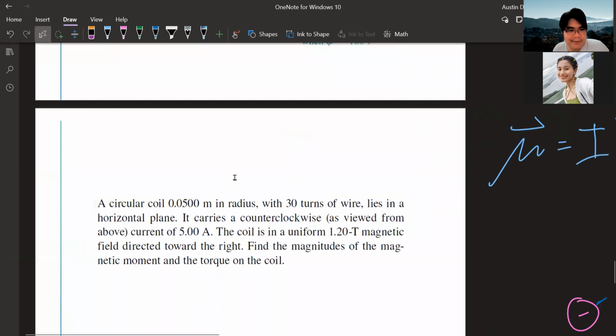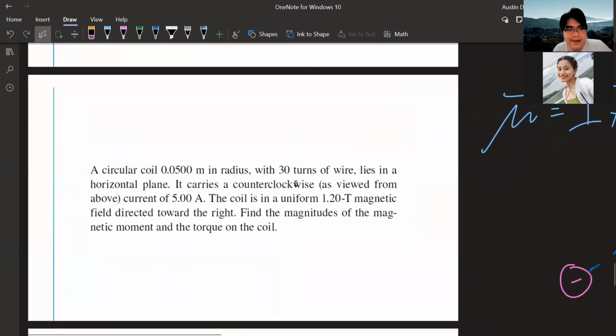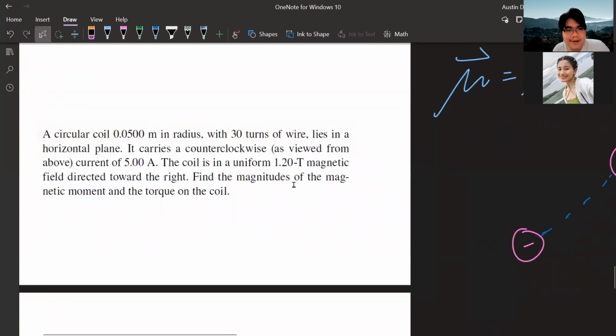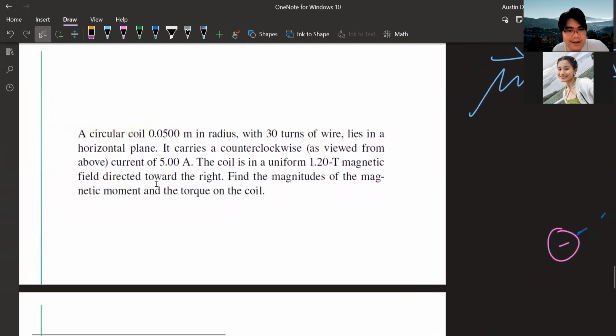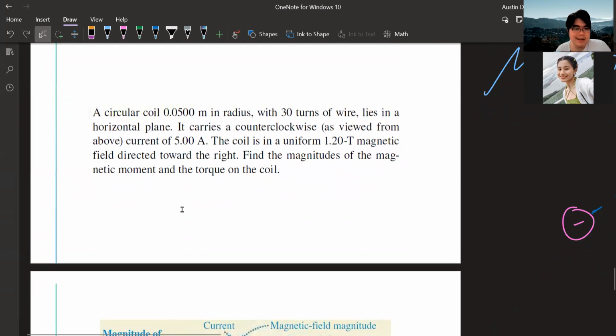Okay, let's try this example. A circular coil, 0.05 meters in radius, with 30 turns of wire lies in a horizontal plane. It carries a counterclockwise, as viewed from above, na current of 5 amperes. And then the coil is in a uniform 1.2 Tesla magnetic field towards the right. Okay, find the magnitudes of the magnetic moment and the torque on the coil. Directed towards the right.